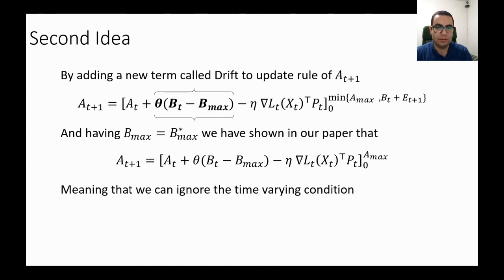Now, if we do this, we have proven in the paper that the A t plus 1 from the upper formula is equal to the A t plus 1 from the lower formula. So basically, we can ignore the time-varying condition. We don't need to consider that our decision set is changing, which is the main concern we had from the beginning, and it's solved.